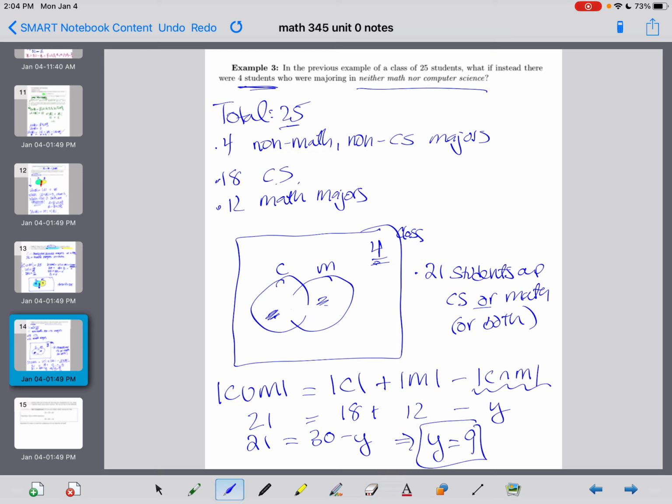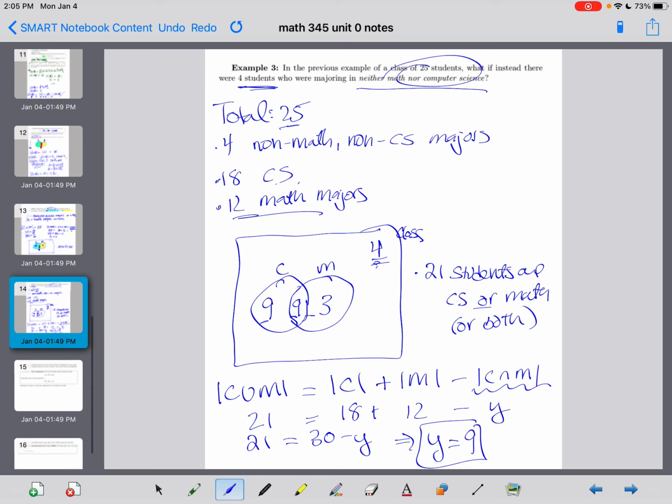So I can fill that in now in my Venn diagram. I know that there's 9 students that are double majors. Using the same reasoning as last time, that tells me there's 9 computer science majors that are non-math majors, so that it adds up to 18. And there's 12 math majors altogether, so there would be 3 math majors that were not computer science majors. And one more time, we can add this all up to make sure that all students in the class are accounted for. 9 plus 9 plus 3 plus 4 should give us the total of 25 students in the class, and it does.